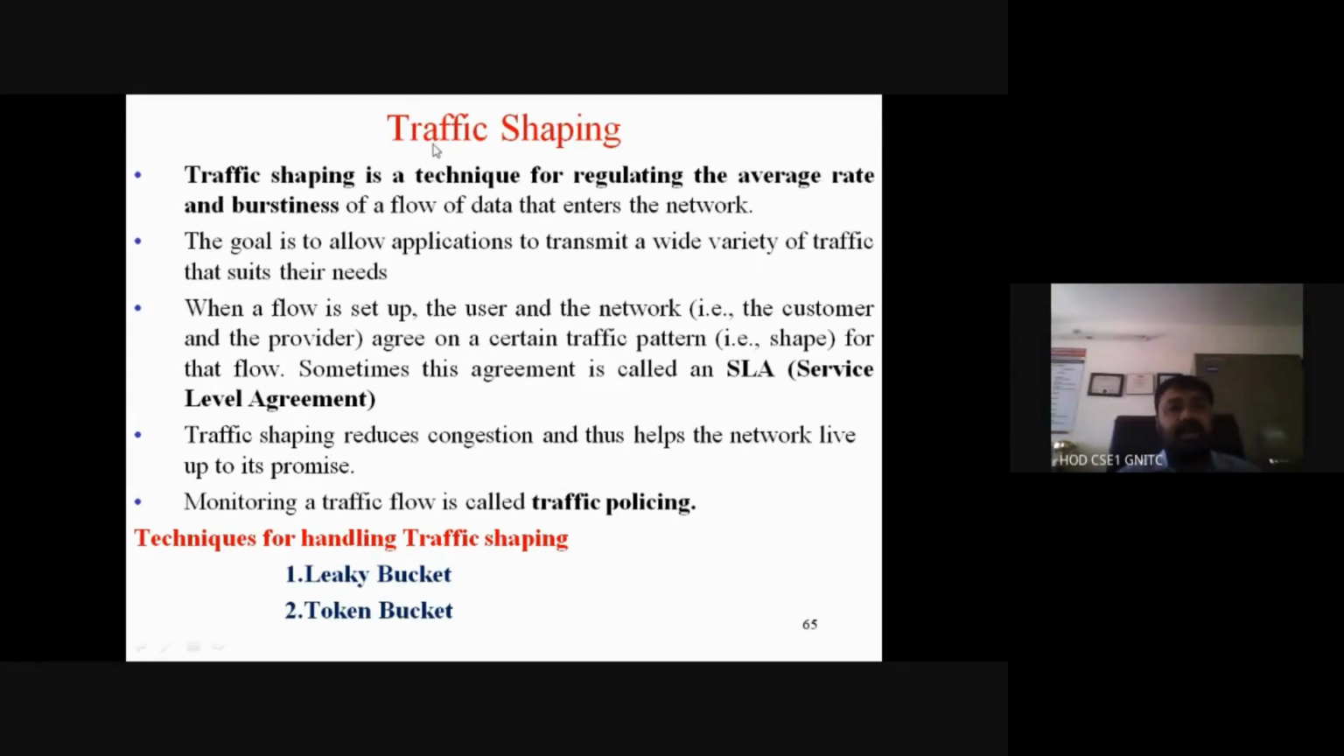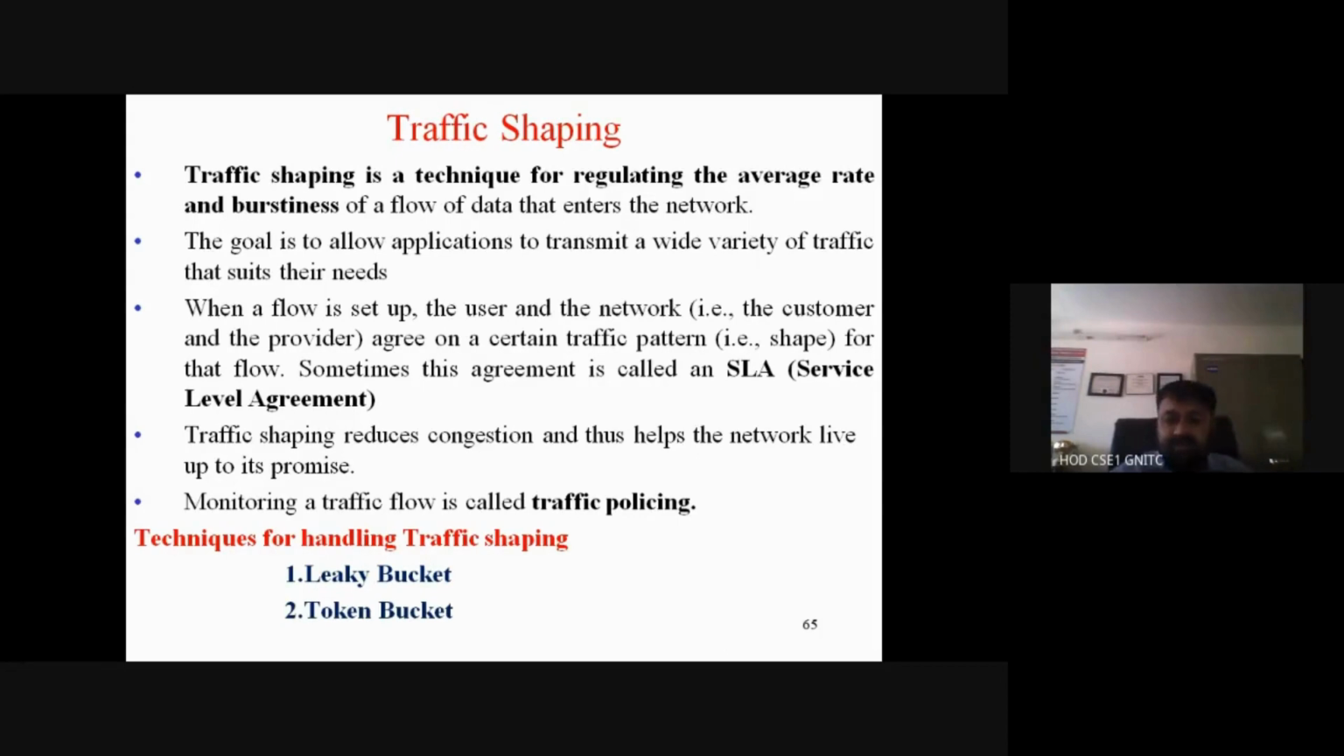So this is again a different terminology, traffic shaping. Traffic shaping is a technique for regulating the average rate and burstiness of flow of data that enters the network. Nodes will be having many packets to send into the network, but the network will allow only a few packets to participate in the communication. It will not allow as many packets as sent by any node. That is called traffic shaping.